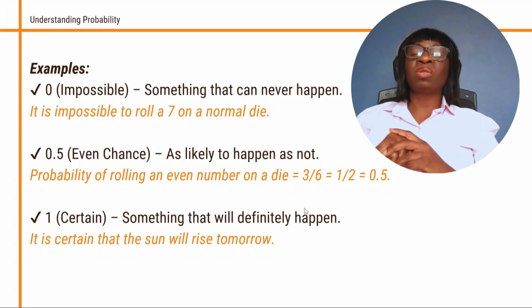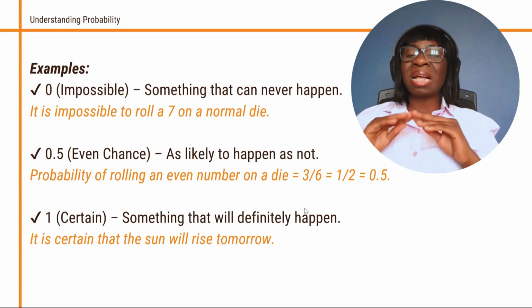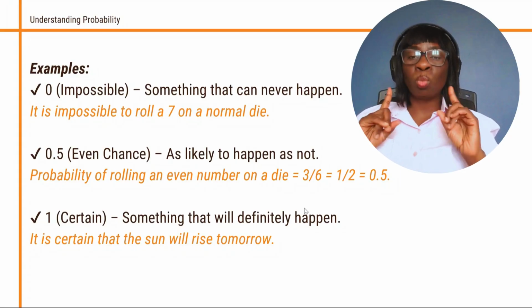And the last one is certain. The probability that something is certain is 1.